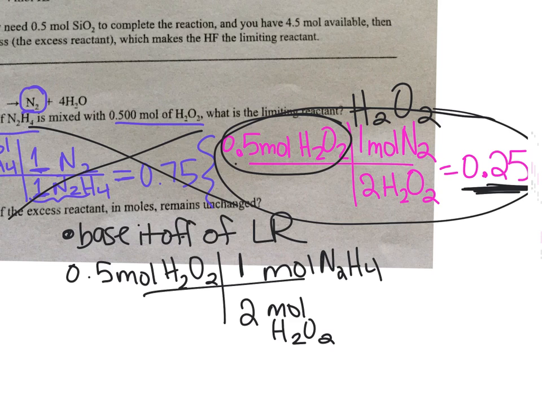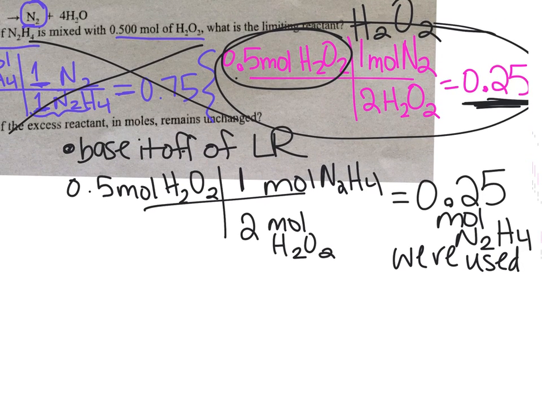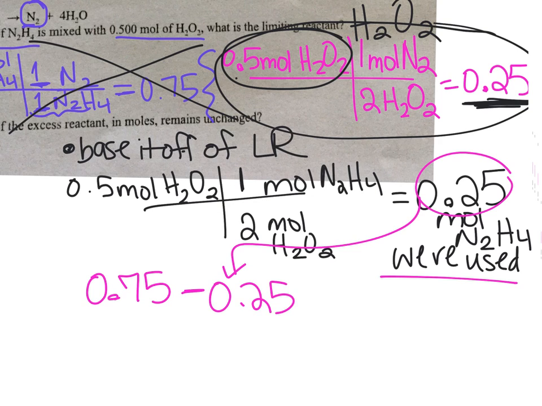Okay? Hold on. So when we get this, we have our 0.5 times 1 divided by 2, 0.25 moles of N2H4 were used. Do you see that? So if we've answered how many were used, can we now turn around and answer what we have left over? Yep, because we would look at how much we started with, which was what? 0.75 we started with, minus how much was used. What's the answer of how many were left over? 0.5.